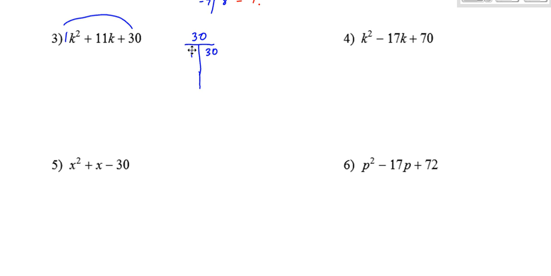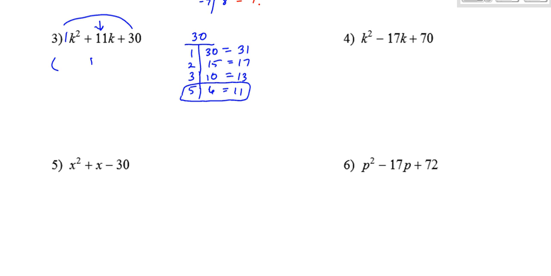So 1 and 30, 2 and 15, 3 and 10, 4 does not go, 5 and 6. I believe that's it because you start going up the other direction. We're looking for the combination that adds to 11. So if I were to add here, I get 31. Here I get 17. Here I get 13. Here I do get 11. So this is my combination that adds to 11, which is what I want.